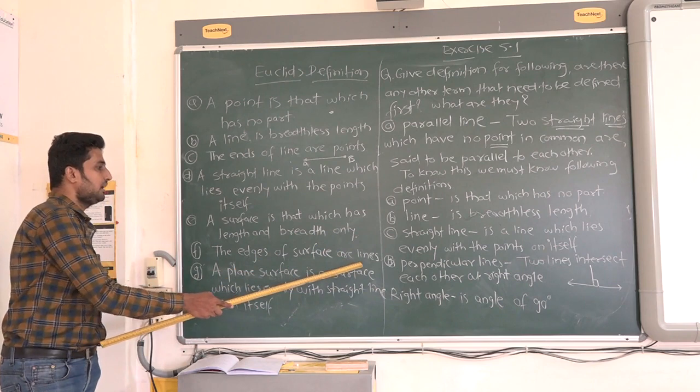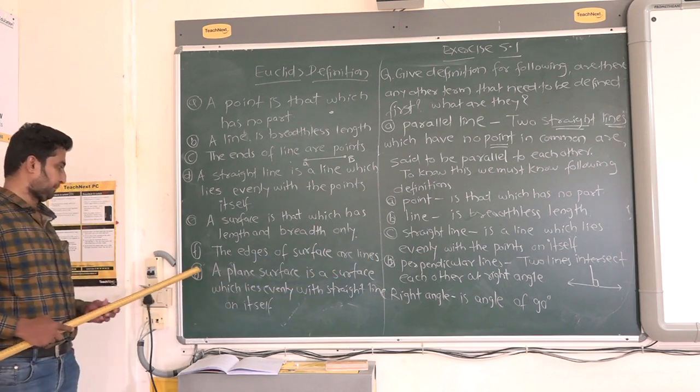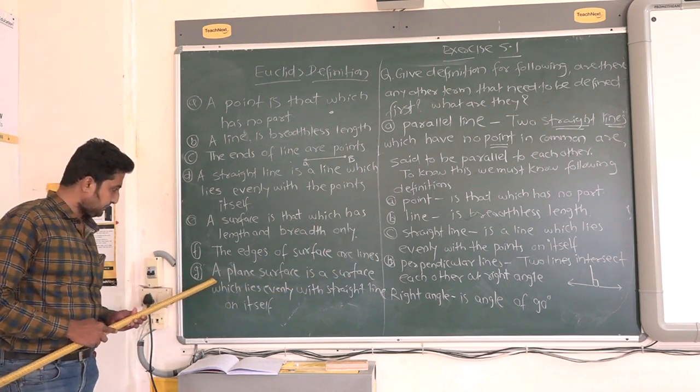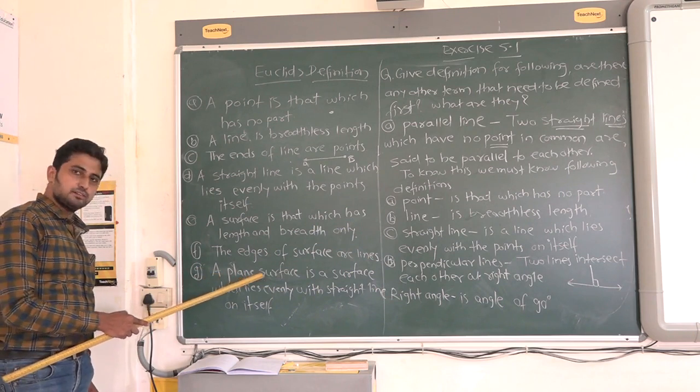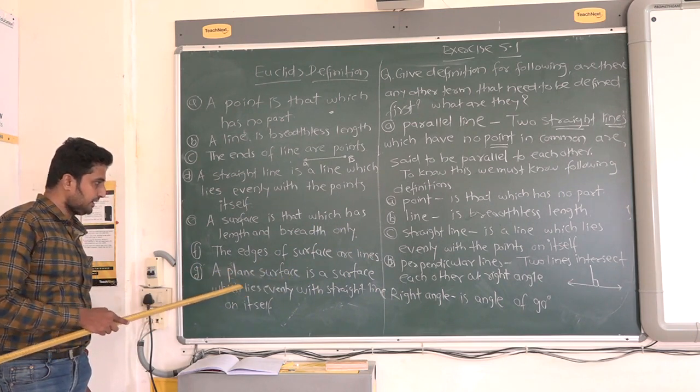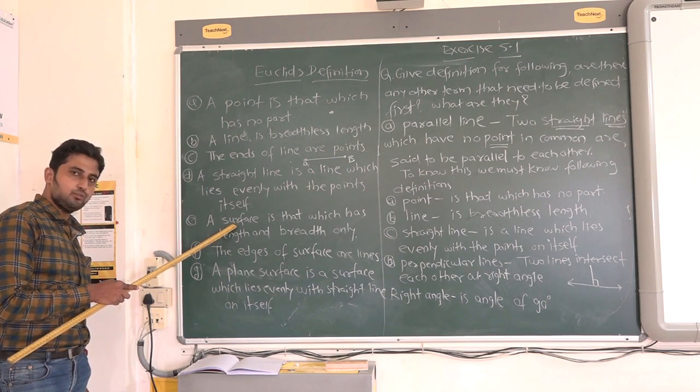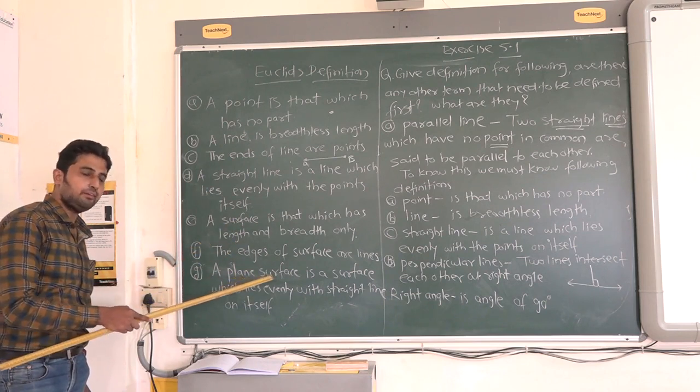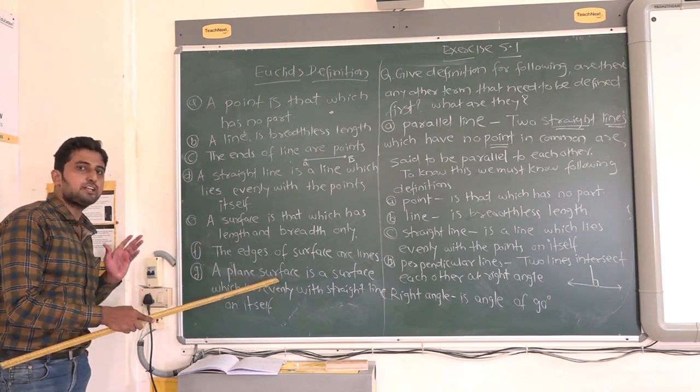Edges of surface are the lines. Next definition, a plane surface. Observe carefully here. In the previous definition we had surface, but here we have plane surface. So what is meant by plane surface?